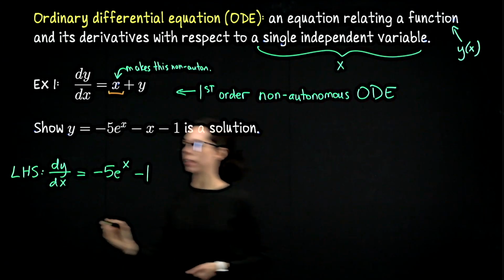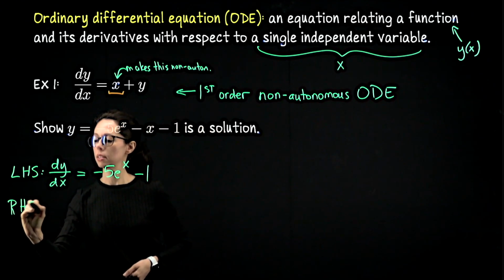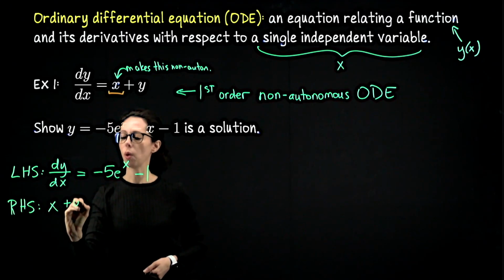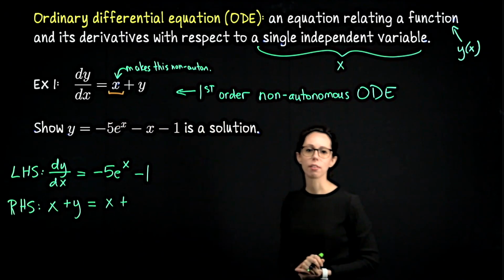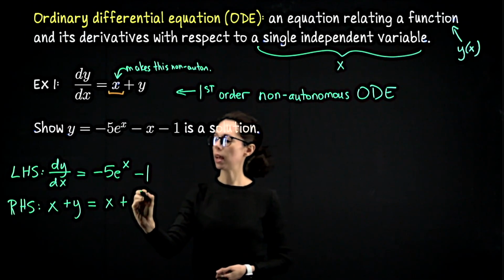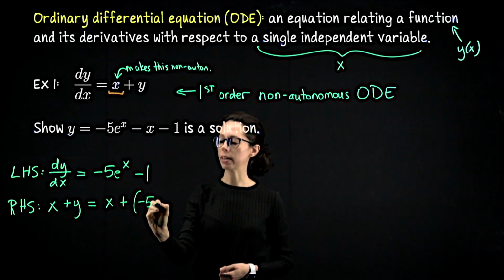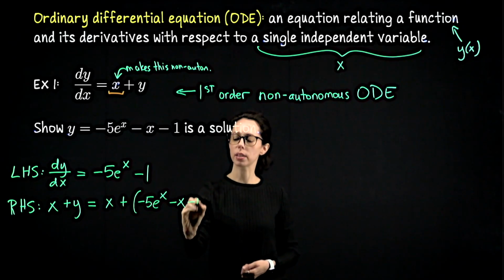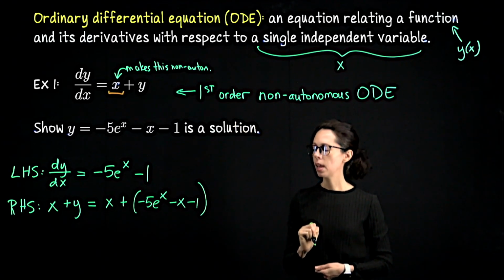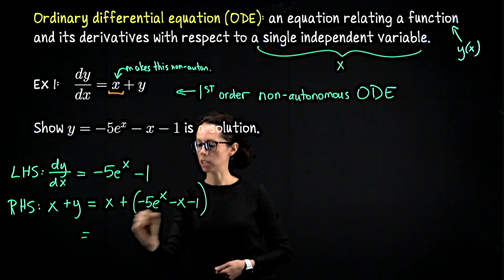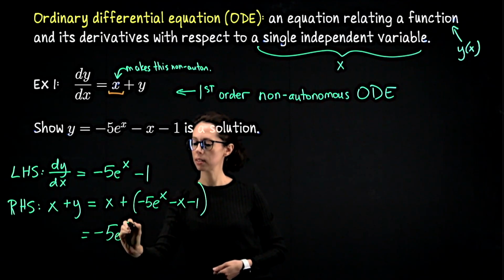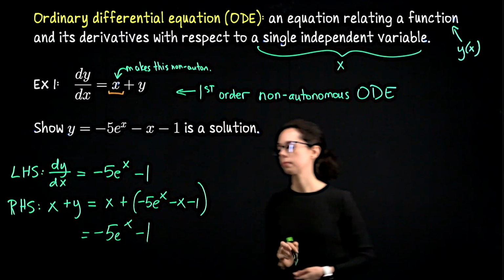Let's do the right-hand side, which means what is x plus y? Well, that's going to be x plus this expression for y. So x plus, where I had y, I'm going to put in negative 5 e to the x minus 1. Notice that the x's cancel, and we're left with just negative 5 e to the x minus 1.